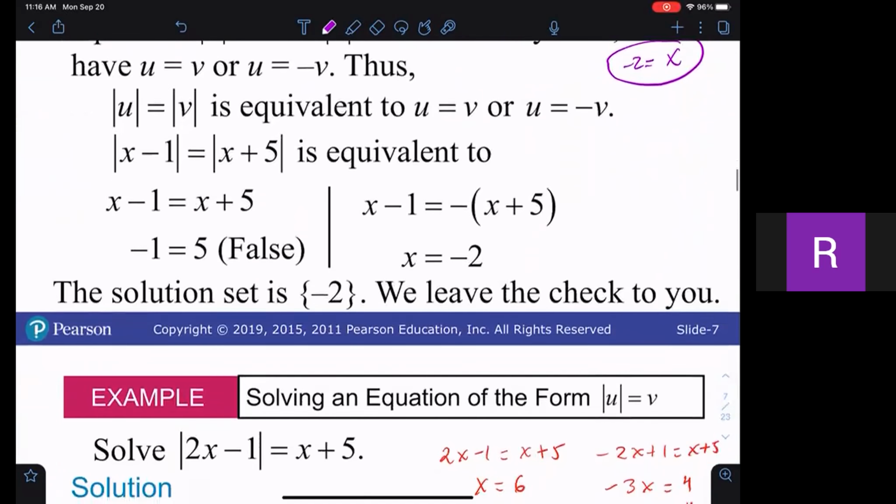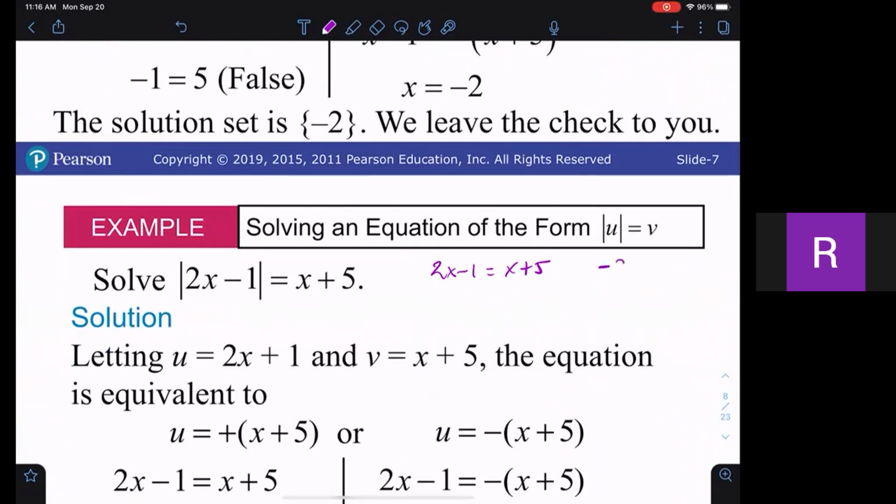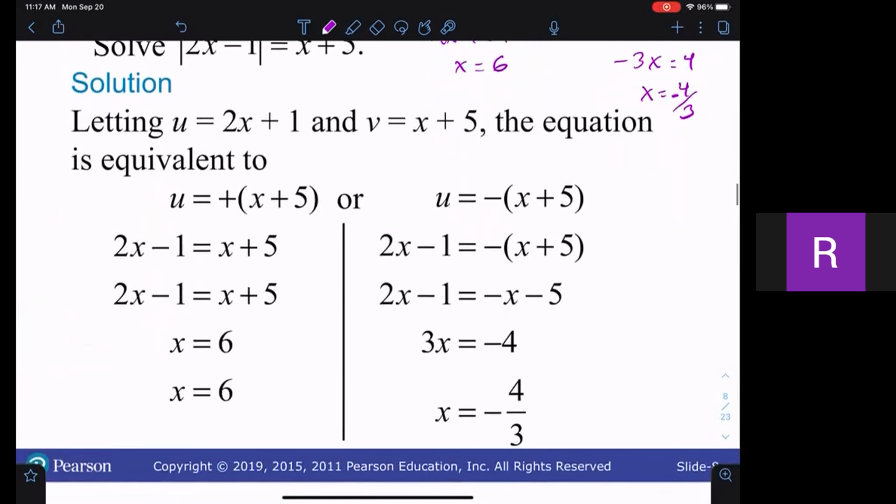Okay. So here the same thing, right? This one the same thing. You do 2x minus 1 equals x plus 5, and then you do the reverse or the negative version of that, which would be negative 2x plus 1 equals x plus 5, and you solve for x, right? So this is going to be x equals 6, and then here you have negative 3x equals 4, so x should be negative 4 over 3. So that's how they did it. Okay.